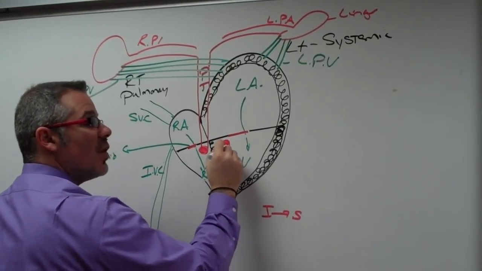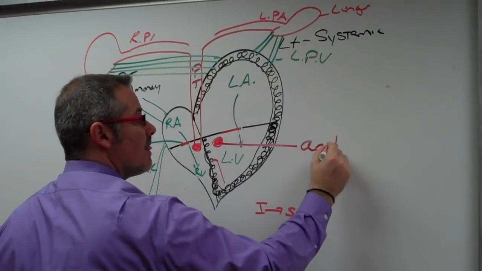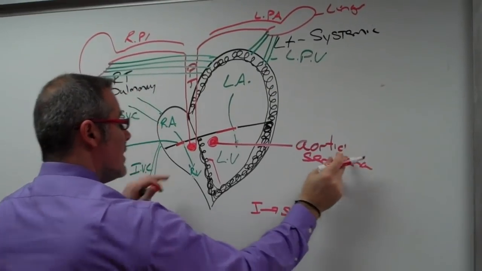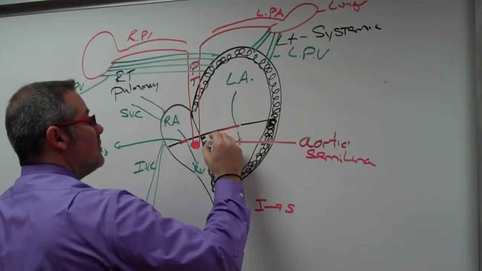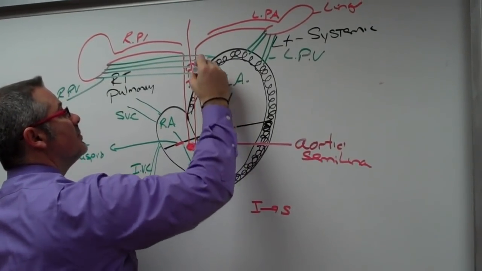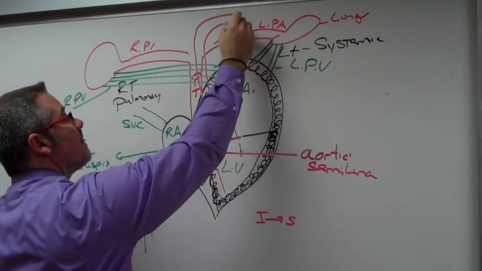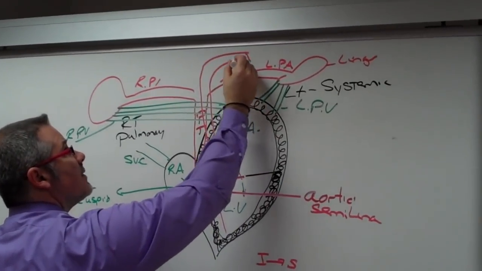This semilunar is called the aortic semilunar. On the other side was the pulmonary semilunar. So this comes up. Let's follow that up into the aorta and the arch of the aorta. So here's the aorta. This is the arch of the aorta.